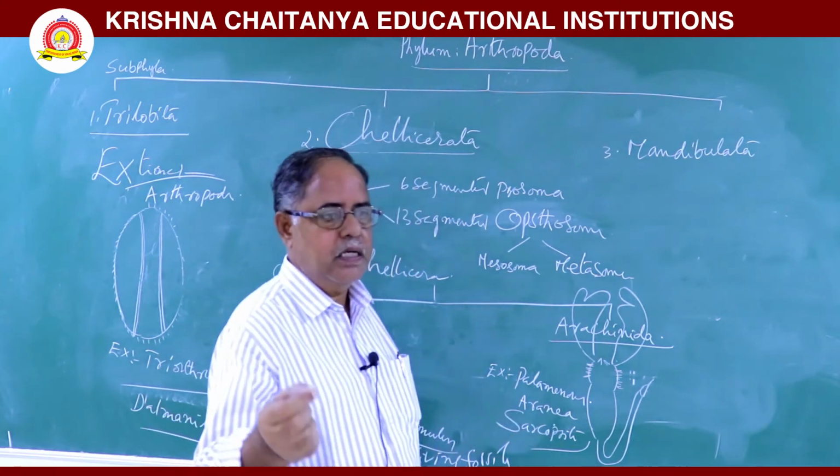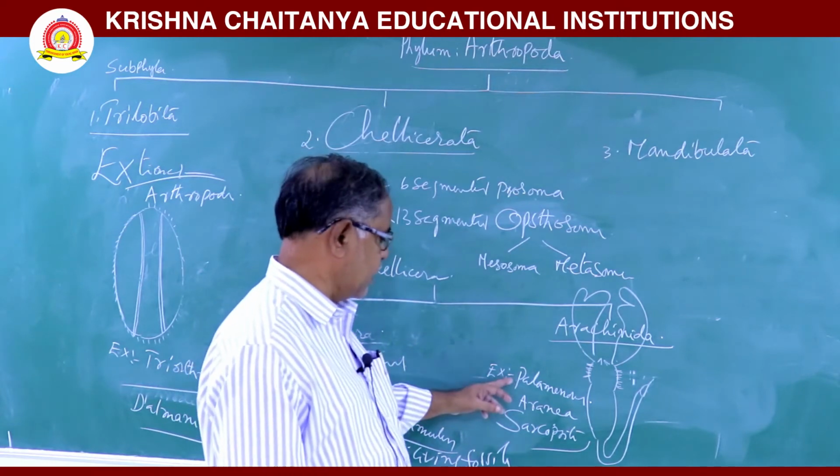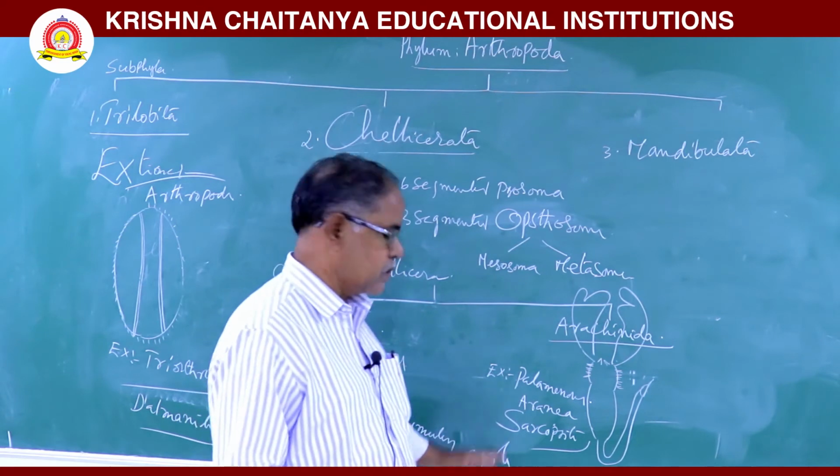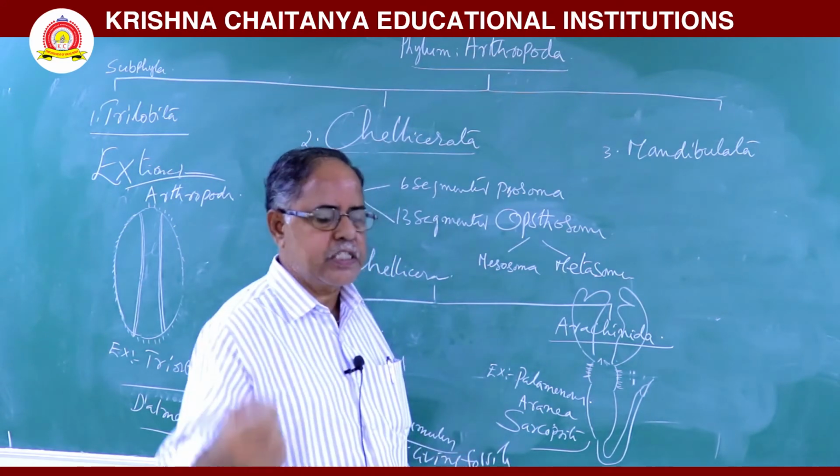Scorpion is viviparous. For example, Pelamnius means scorpion. Aranea means a spider. Sarcoptes means itch mite.